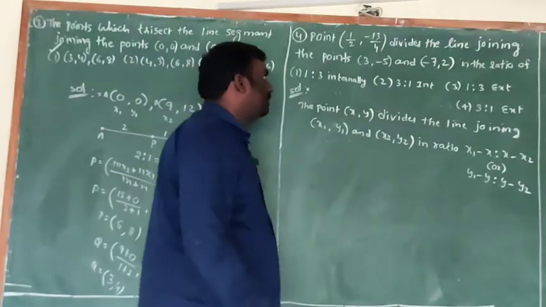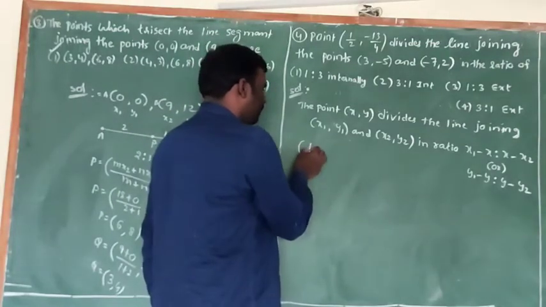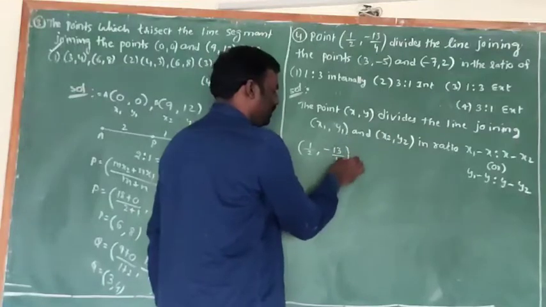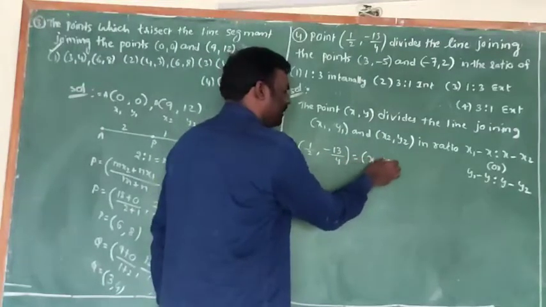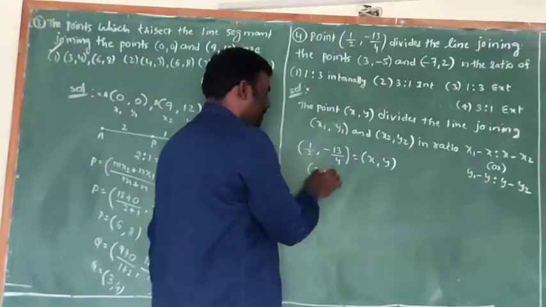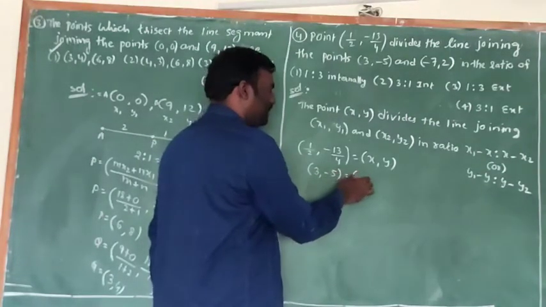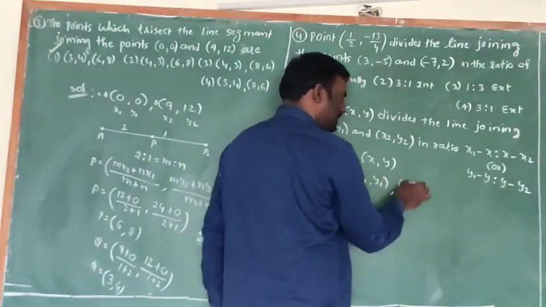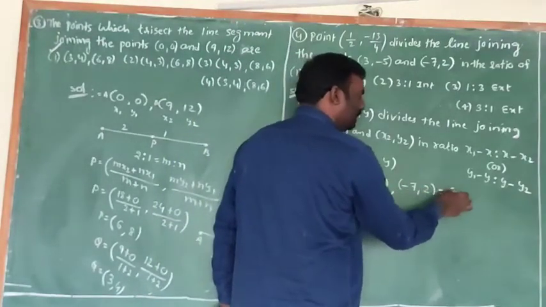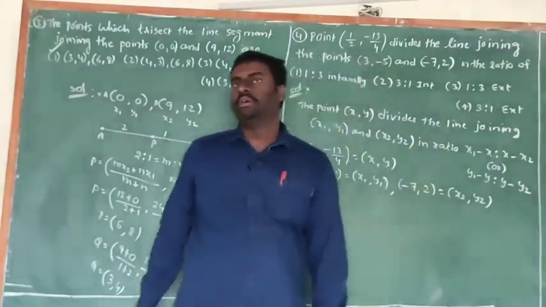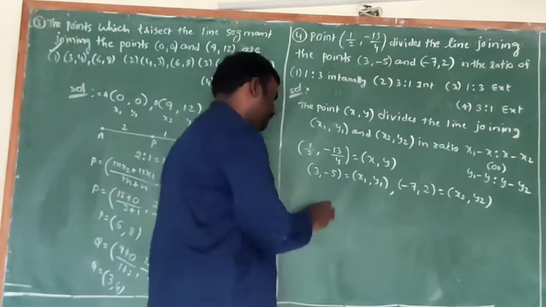Now what is given point? 1/2 comma minus 13/4, this is x comma y. 3 comma minus 5, that is x1 y1, minus 7 comma 2, that is x2 y2. Now we required ratio.